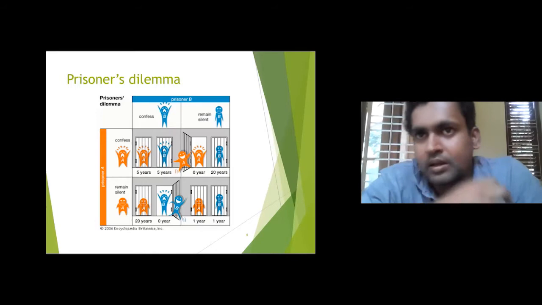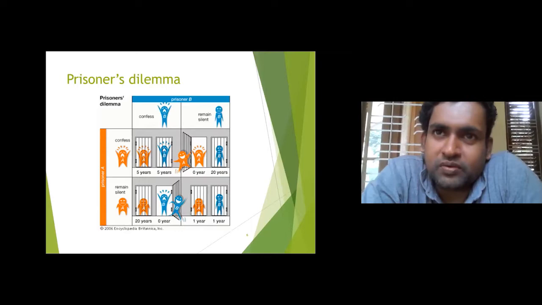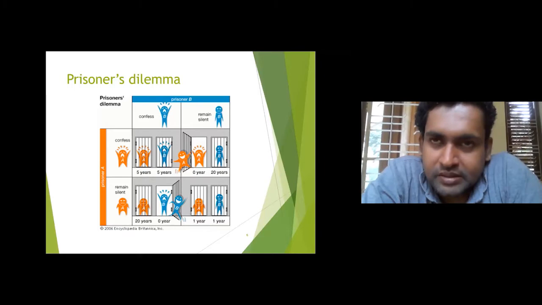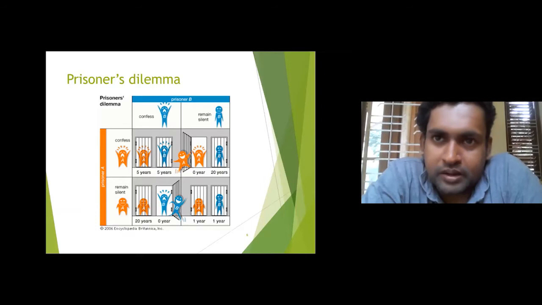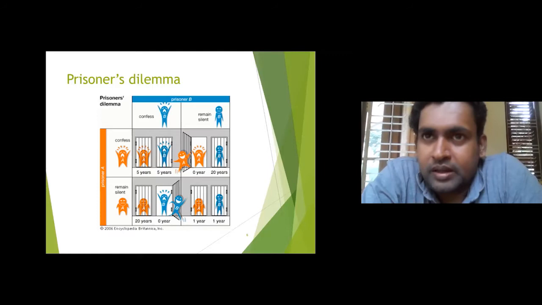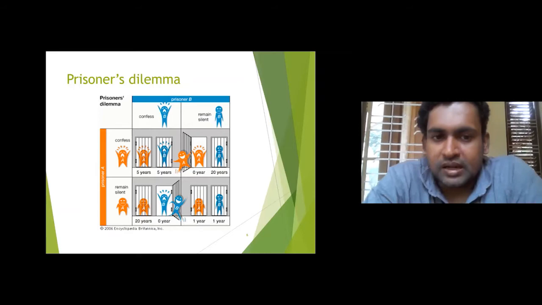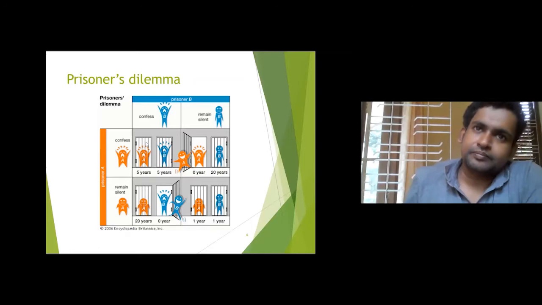Or in the current situation, there's this notion of climate change or global warming. The established understanding is that CO2 emissions are contributing to that. But if one country cuts down all their industries and all that, that will harm their economy. Because of that, all countries are kind of stuck in equilibrium, right? So it's like this mutual defect equilibrium. Like that, this can be used to explain some real world scenarios.